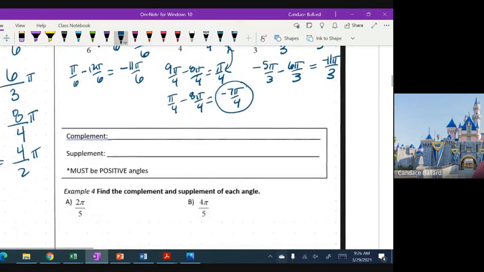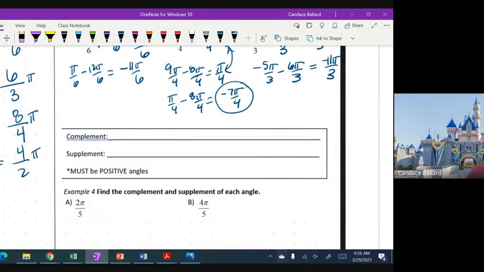All right, we got to talk about complement and supplement. I know you know what these mean. What do complementary angles have to add up to? Think about degree world. What do complementary angles have to add up to? Can you tell me in the chat?